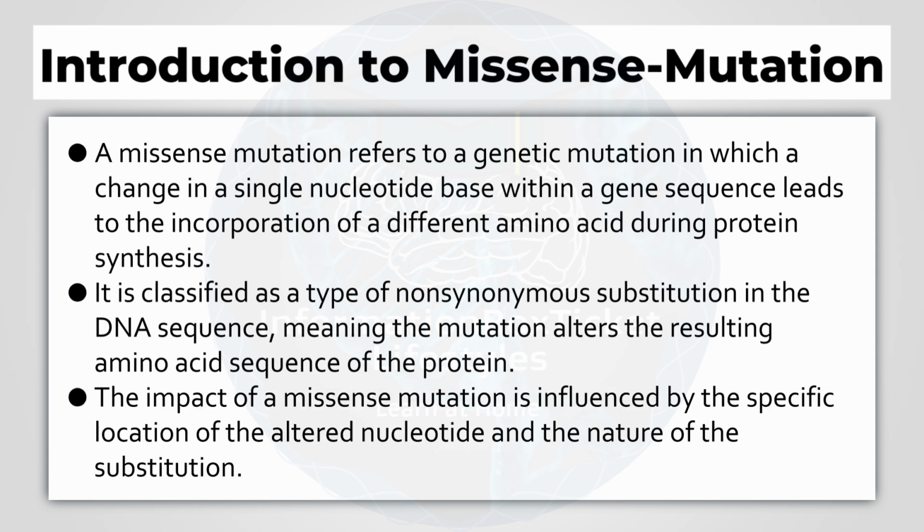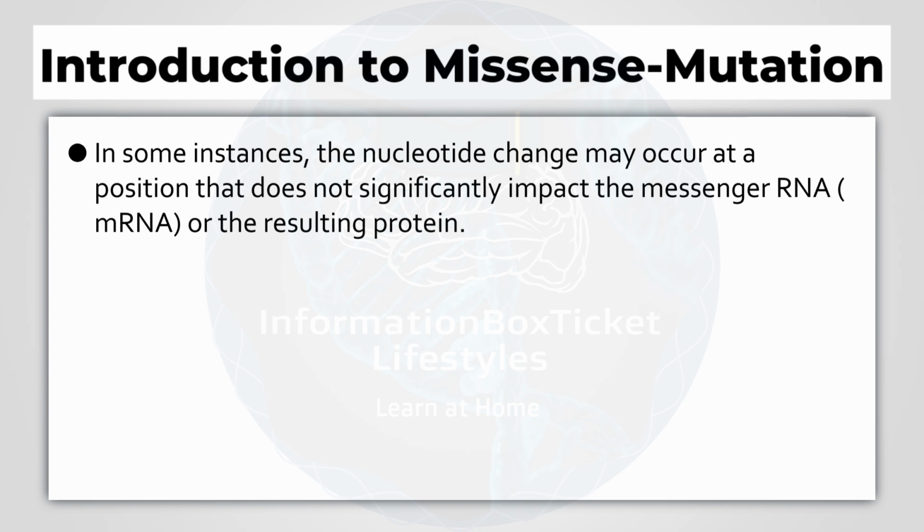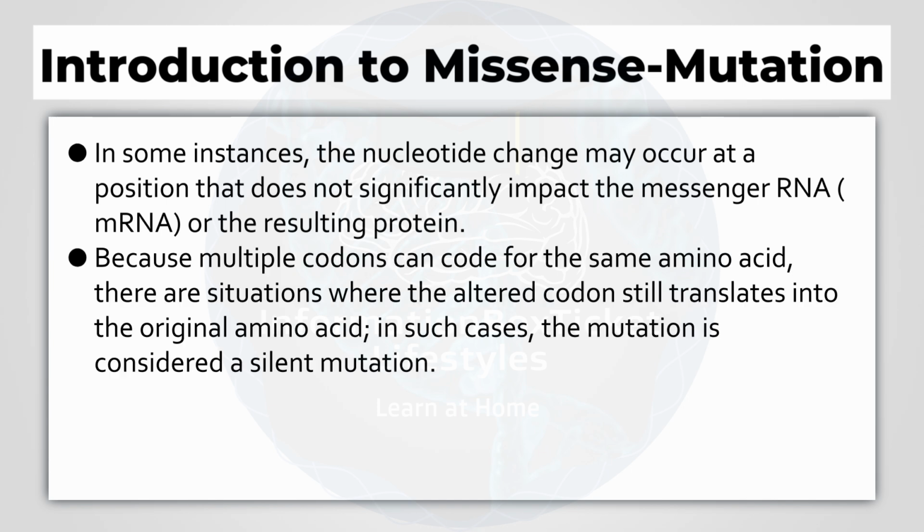The impact of a missense mutation is influenced by the specific location of the altered nucleotide and the nature of the substitution. In some instances, the nucleotide change may occur at a position that does not significantly impact the messenger RNA, mRNA, or the resulting protein. Because multiple codons can code for the same amino acid, there are situations where the altered codon still translates into the original amino acid. In such cases, the mutation is considered a silent mutation.